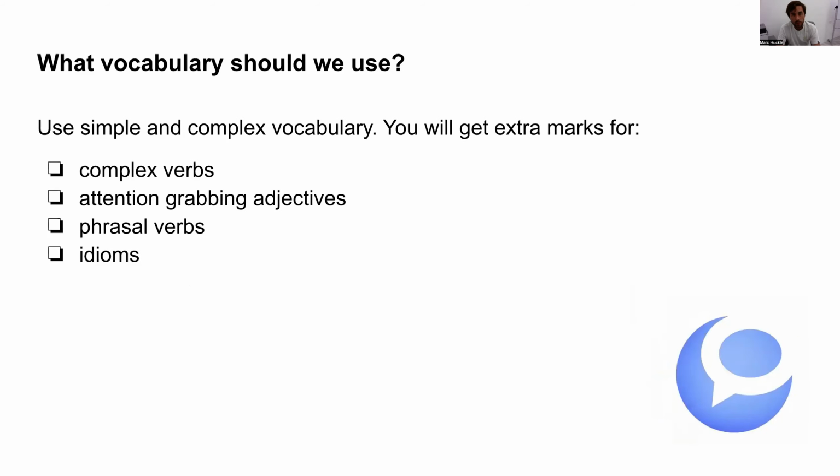In the C1, the grammar and the vocabulary are evaluated separately. If you want a good grade with vocabulary, you should use some complex vocabulary. For example, complex verbs, attention-grabbing adjectives. So not adjectives like good, bad. Use things like awesome, awful, more advanced adjectives. You will get extra marks for phrasal verbs and also for idioms. Try to include some.